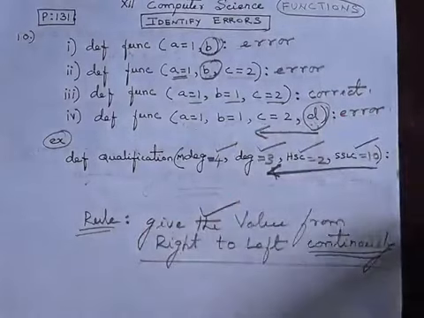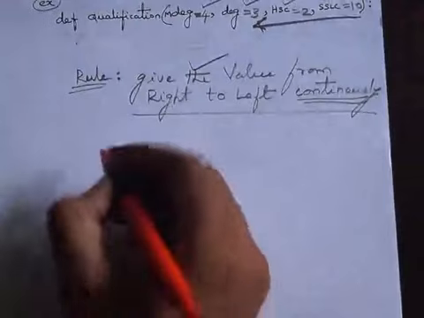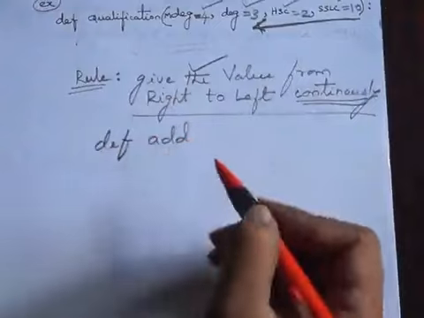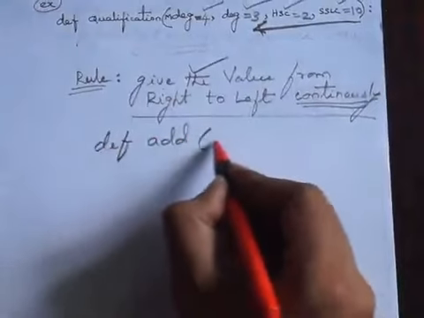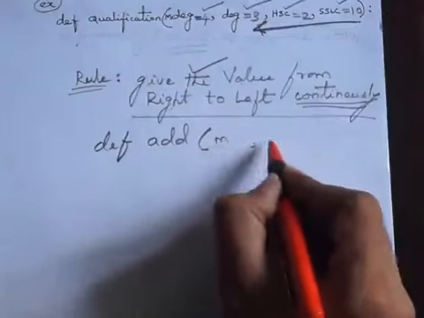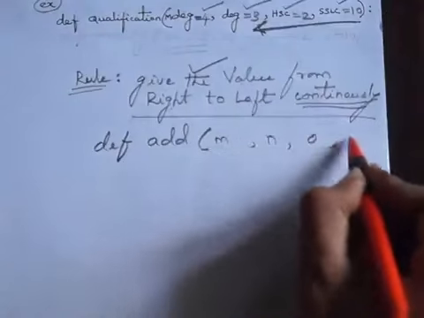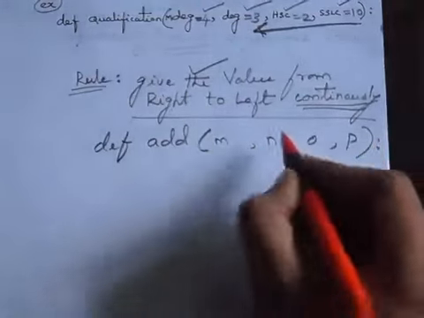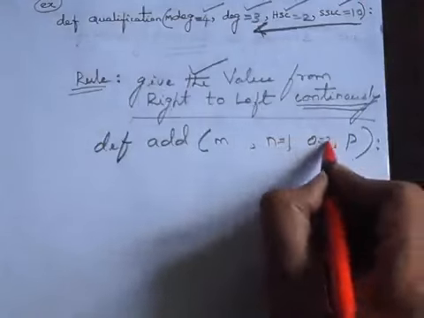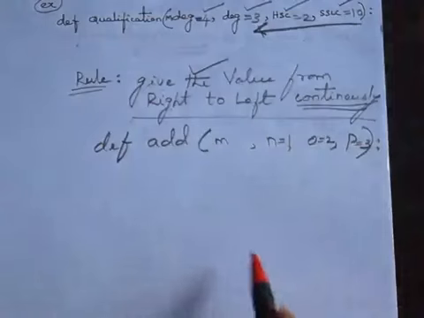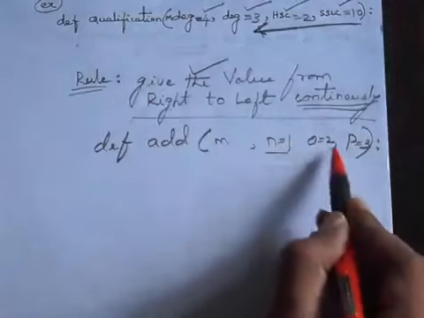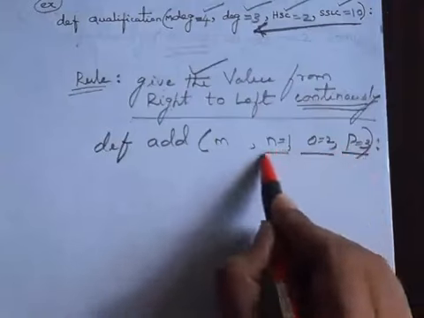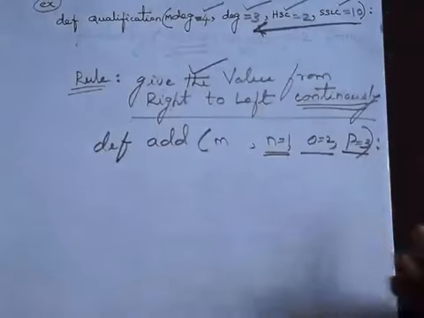Understand what I am saying? Okay. So I will ask you one question. You just tell me. Def add. Okay. It's a function. So M, N, O, P. Okay. So I'm giving like this: 1, 2, 3. Okay. Here N receives the value. First I gave the value for P. Next I gave the value for O. Next I gave the value for N. Is it correct? Yes, this is absolutely correct.